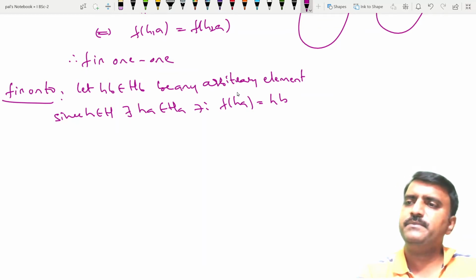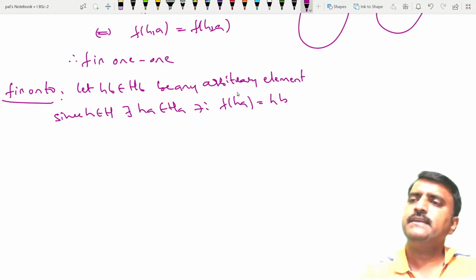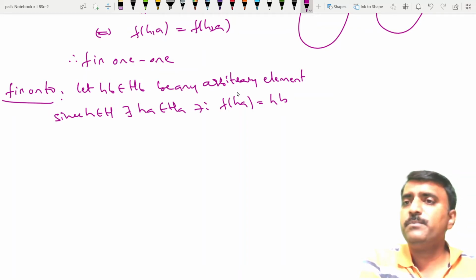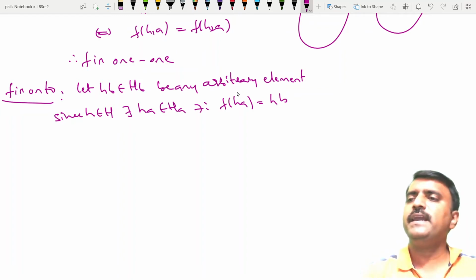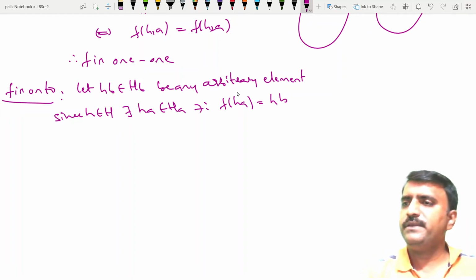hb is an element of Hb. h is an element of H. So then definitely there exists ha in Ha. So if ha is an element of Ha, then what is the image of ha? Image of ha is hb. So then what is the pre-image of hb? The pre-image of hb is ha. So where is this ha? It is in Ha. So hb has the pre-image in Ha. Therefore f is onto.